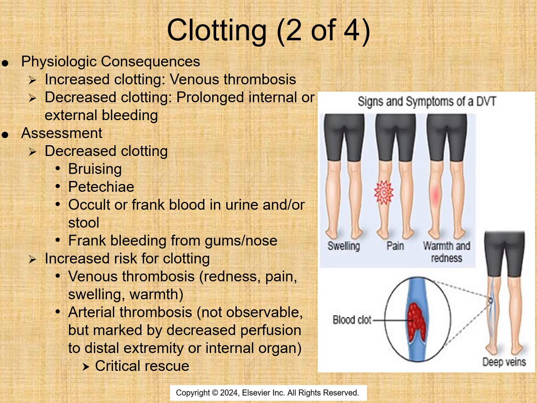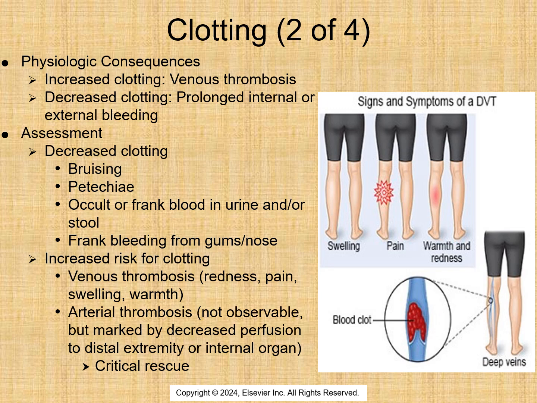For those patients, if they have decreased clotting, we're going to look for things that would indicate that they're at risk for bleeding, such as bruising, petechiae. We're going to potentially scan for occult blood in the urine. We might send off samples for the stool. We'll look at gums, all the mucosa that's at high risk. It's very vascular, so they're at risk for bleeding.